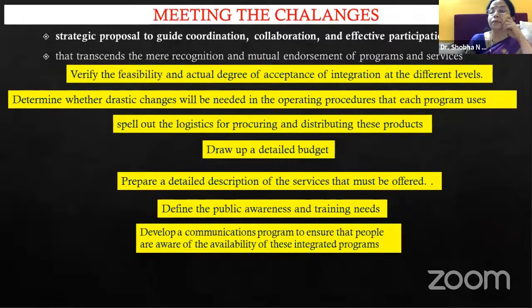This strategic approach is, first, to analyze the feasibility, the actual degree of acceptance of integration at different levels. One has to determine whether drastic changes are required for the operating procedure. One has to spell out the logistics for procuring and distributing these products. Then a detailed budget has to be drawn up, and a detailed description of services that must be offered should be prepared. There should be clear-cut mention of the services which will be offered at these integrated centers.